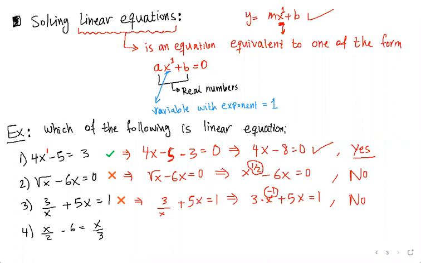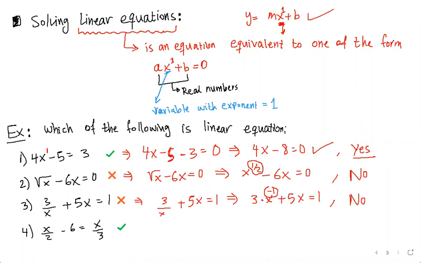If I want to combine both of them, you'd end up with 3x over 2x minus 6 equals 0. So this is what? Linear, right? So this is yes, linear. Really? This is a true linear.